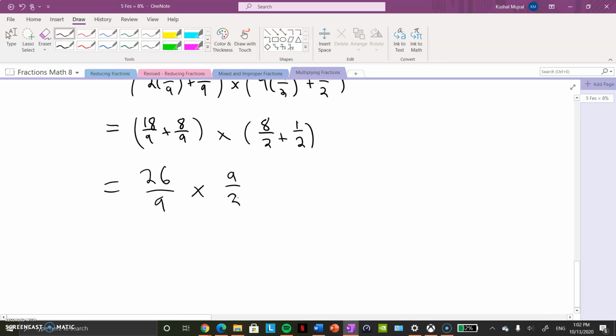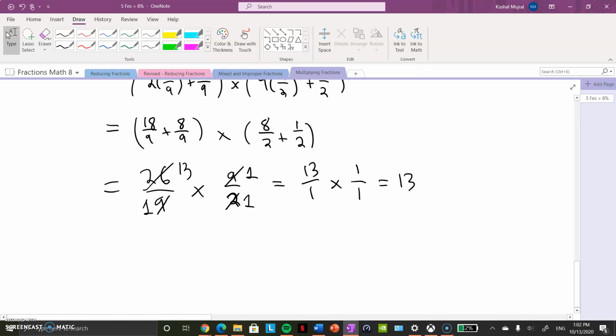Now, there's one more rule that I want you to recognize here: for a question like this, we can do something called cross-simplifying. We can simplify like this. This becomes 1, this becomes 1. Over here, this becomes 1, this becomes 13, because 2 goes into 26 13 times, and 2 goes into 2 1 time. So then this becomes 13 over 1 multiplied by 1 over 1, which is 13.